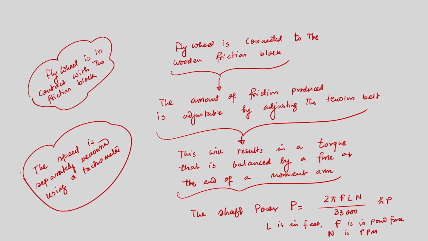This is what we have done. Again I am repeating, in our undergraduate course we have conducted a test on an internal combustion engine and measured the engine efficiency. So, we need to measure the speed of the prime mover separately using a tachometer. Knowing the speed of the prime mover, we can calculate shaft power using this dynamometer, which is the Prony brake.